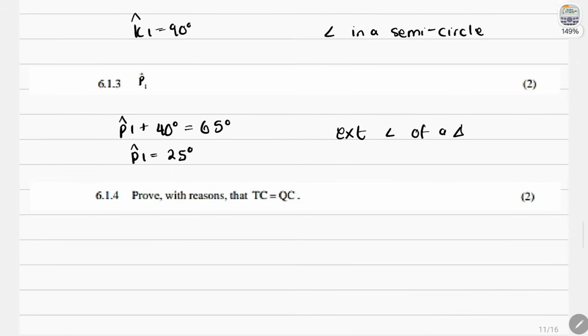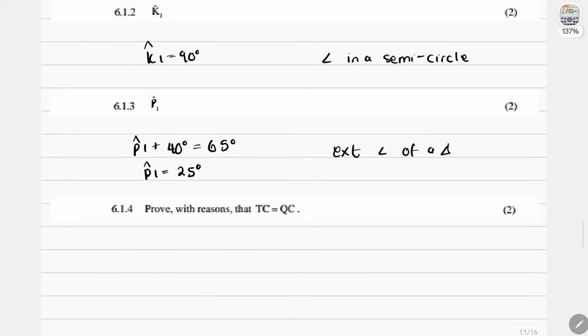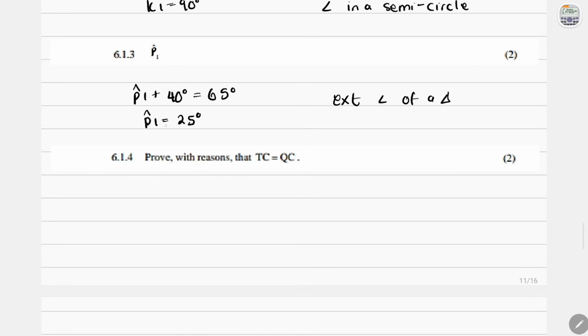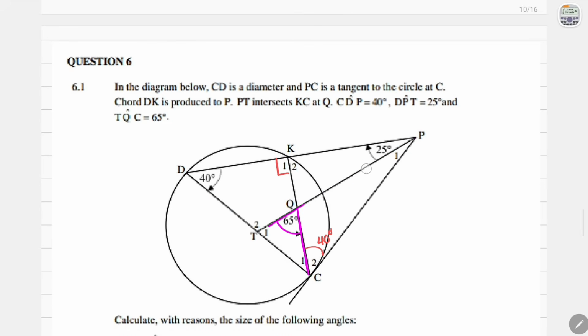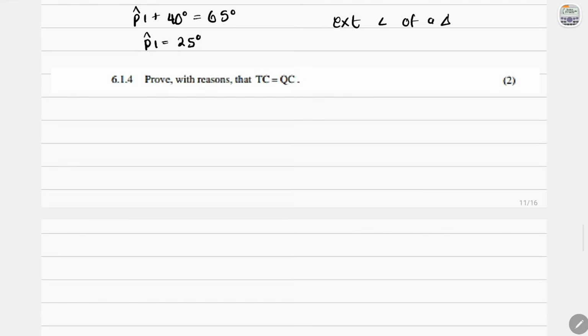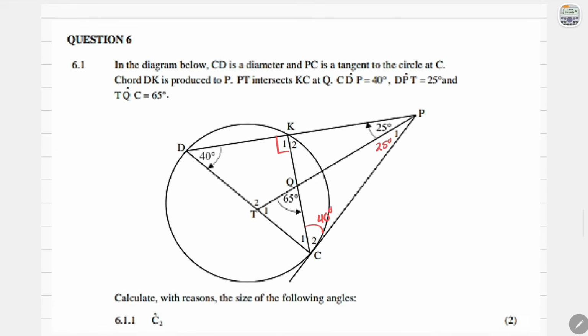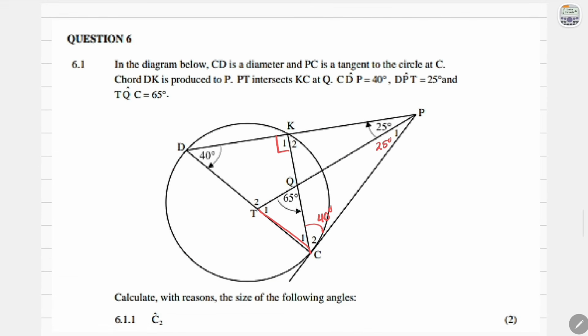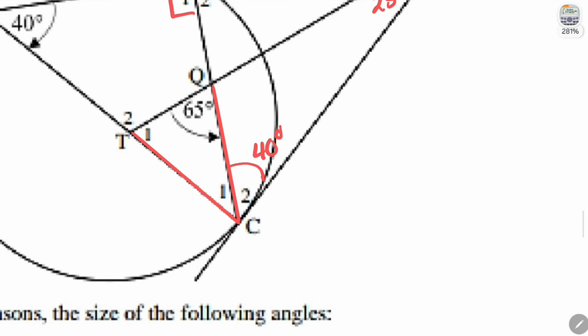Question 6.1.4 says, prove with reasons that TC equals QC. Okay, let's just put this down. It may be helpful. Okay, angle P1 equals 25 degrees. So we'll just put that down. P1 is equal to 25 degrees. Interesting. Okay, so that would mean that line actually bisects that. But okay, they say TC equals QC. So TC is over here and QC is over here. You should always celebrate when you see this type of situation.